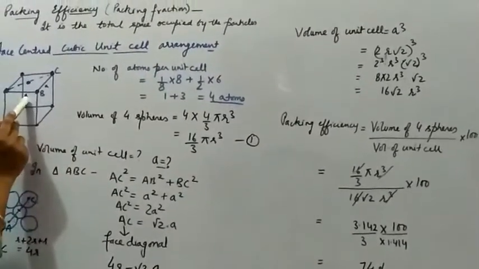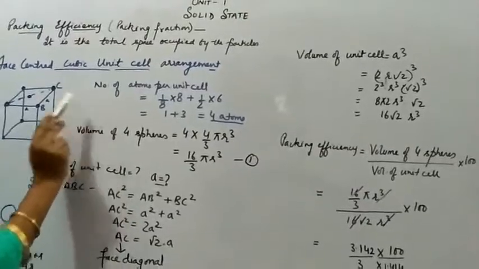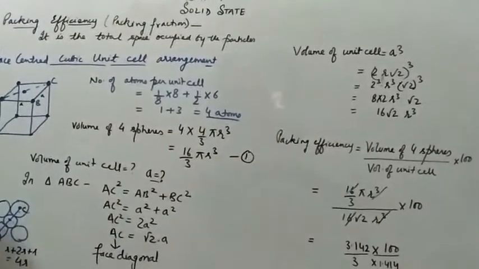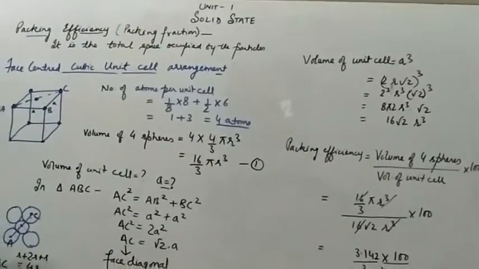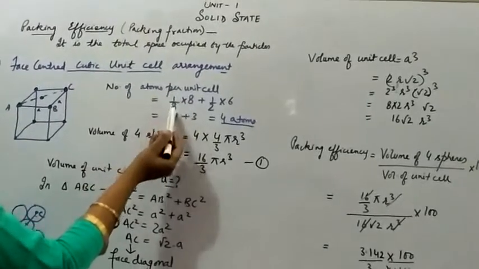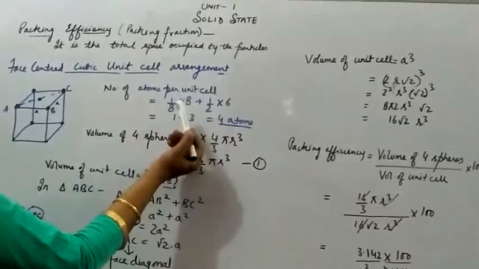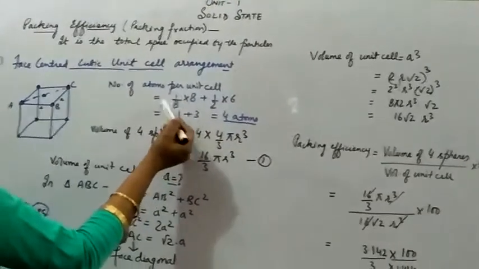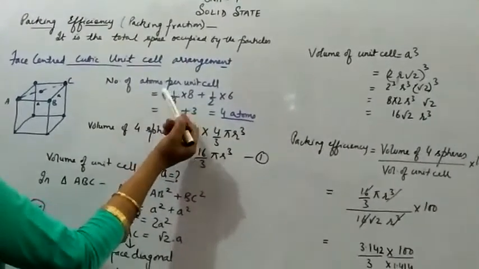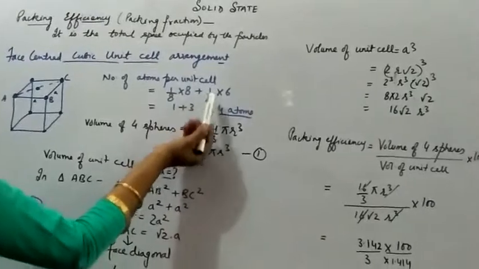which is denoted by small a. Now let us first find out how many atoms per unit cell will be present in the FCC arrangement. So it is 1 upon 8 into 8 plus half into 6. In our last classes we have discussed why we are getting 1 upon 8 into 8 and this is half into 6.